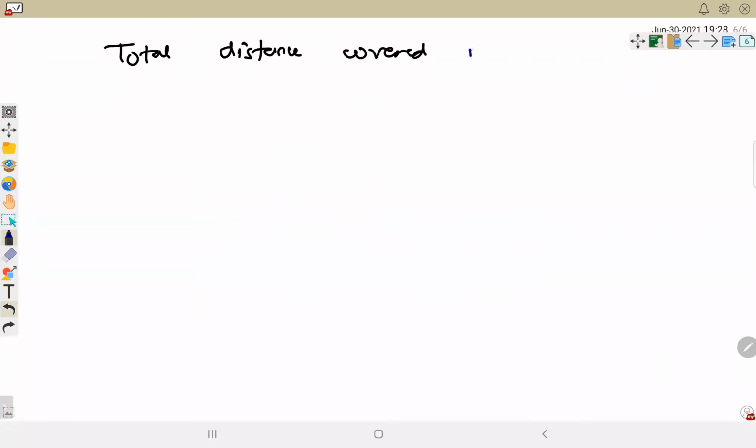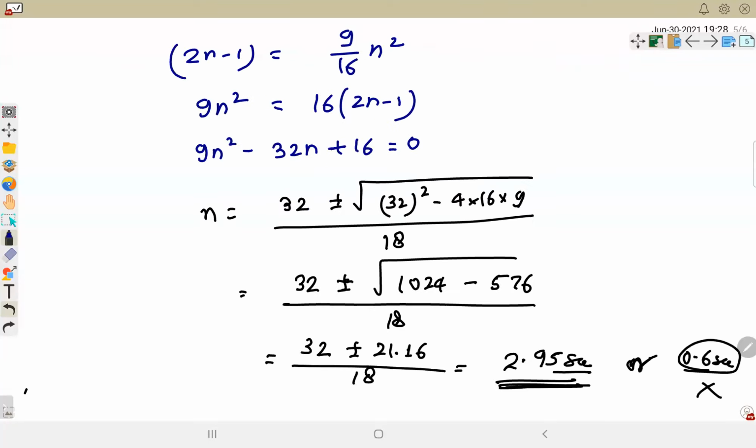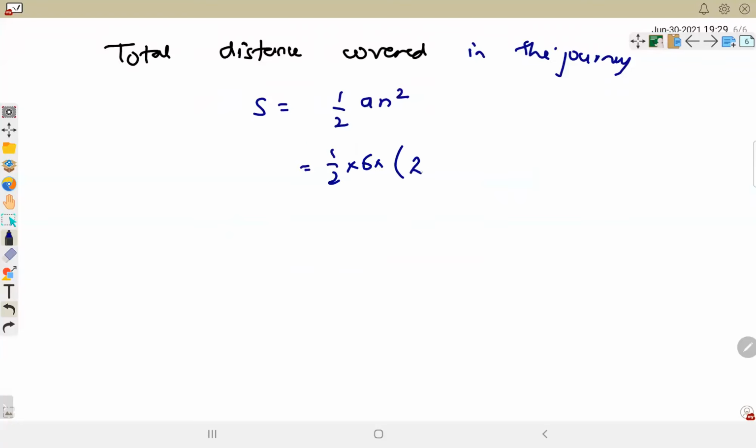Total distance covered in the journey. Now we will apply the second equation. S is equal to ut plus half at squared. So it is half, a was given as 6, and n we have calculated is coming out to be 2.95.